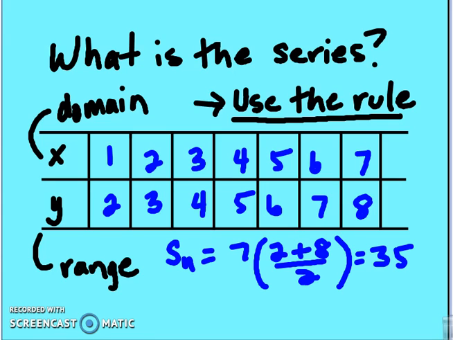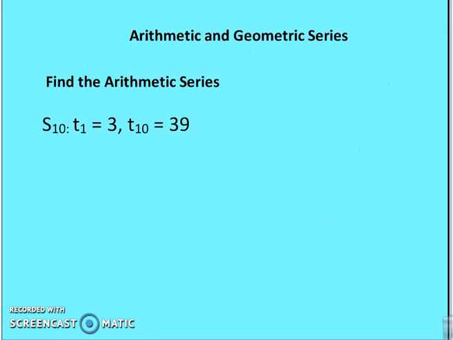This is what you should get. S sub n is equal to 7, the number of terms, times 2, the first term, plus 8, the last term, divided by 2. So 7 times 5 is equal to 35, and we can compare that by just adding the values: 2, 5, 9, 14, 20, 27, 35. We can see that those two sums match.